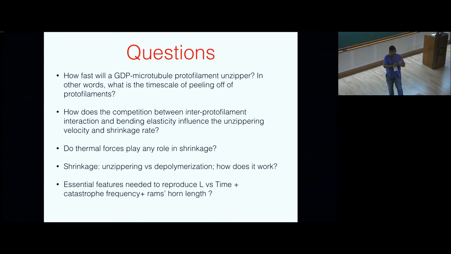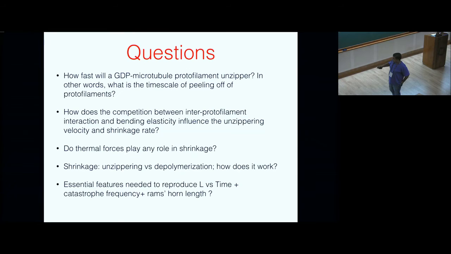Unzippering is this curving out phenomenon. So what is the speed of this? In other words, what is the time scale of peeling off of these protofilaments? How does the competition between inter-protofilament interactions and the bending elasticity influence the unzippering velocity and the shrinkage rate? There is a velocity of unzippering and there is a velocity of shrinkage. How will this be determined by this competition between inter-protofilament interactions and bending elasticity? Do thermal forces play any role at all? Or is it just the dominance of the bending energy that dictates everything?